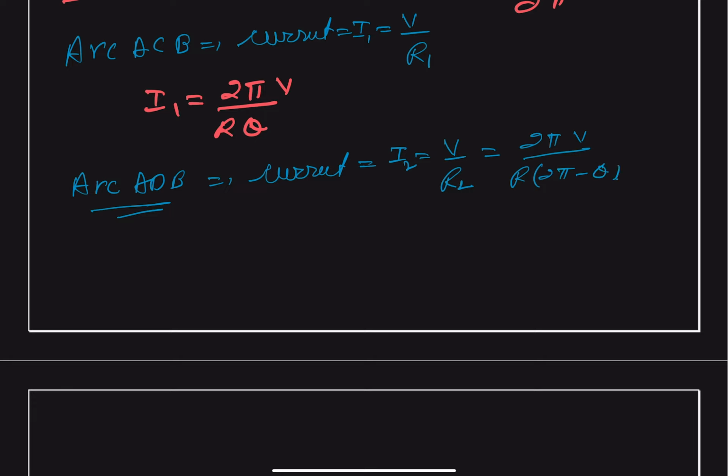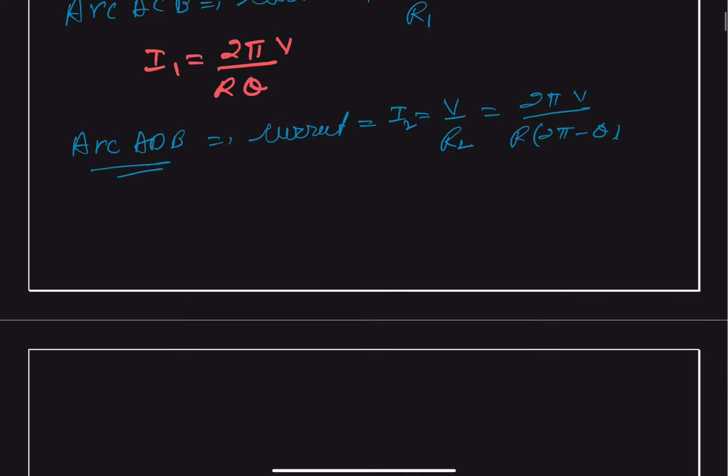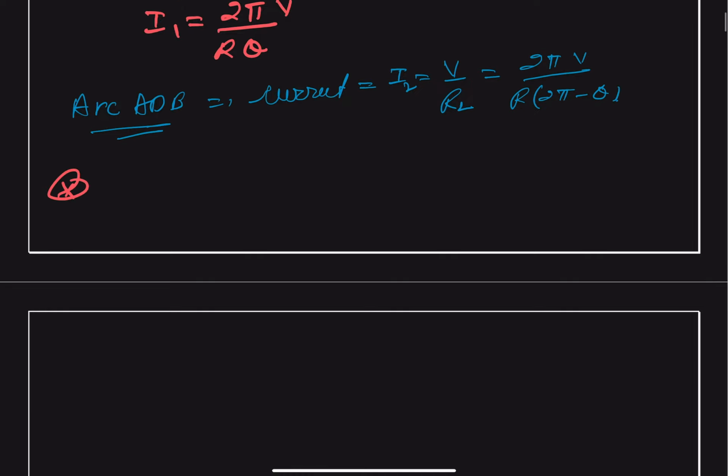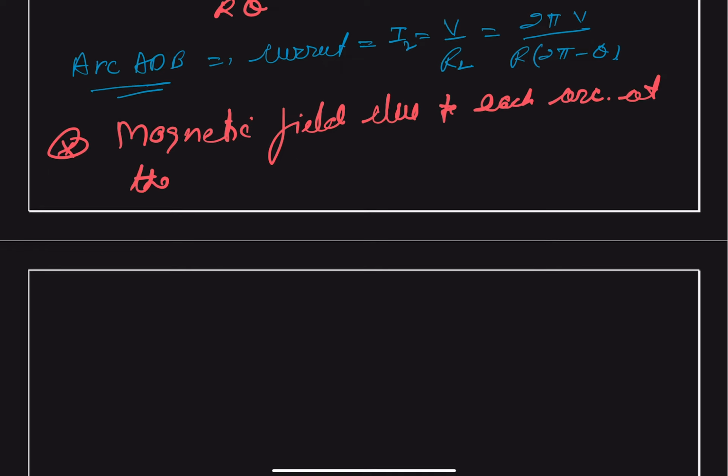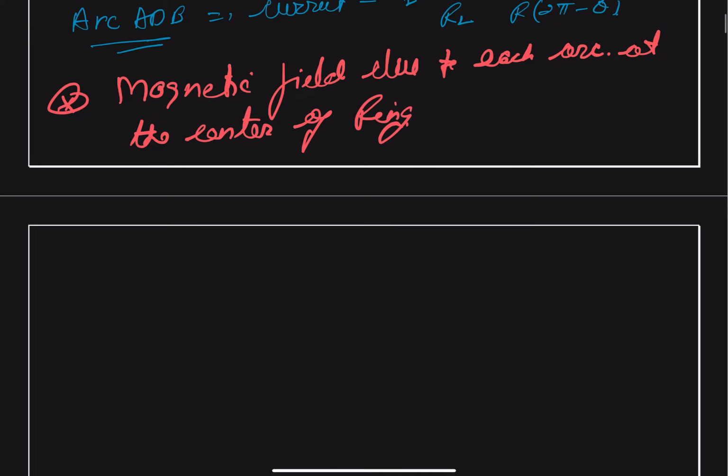Now we can find out the magnetic field due to each arc at the center of the ring. And we say that the general formula, if it is equal to B, then this will be equal to mu naught I upon 4 pi R multiplied by phi, where phi is the angle subtended at the center.